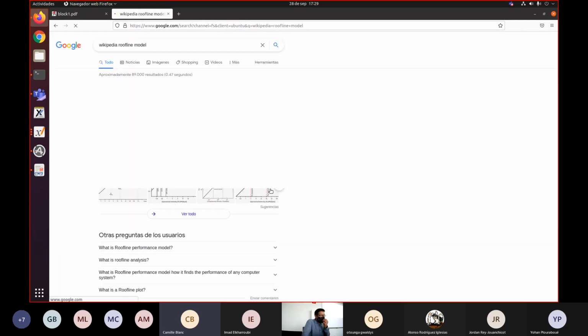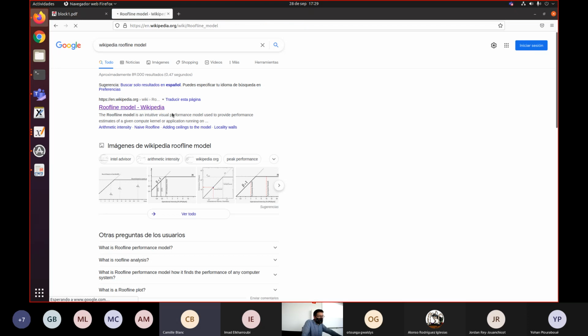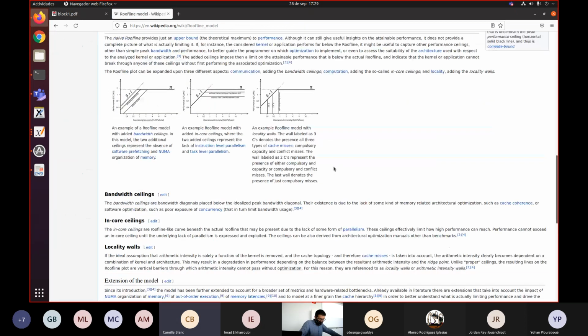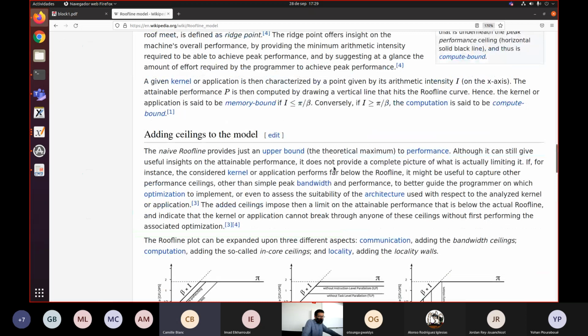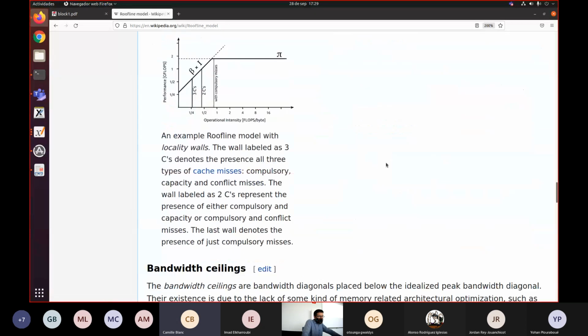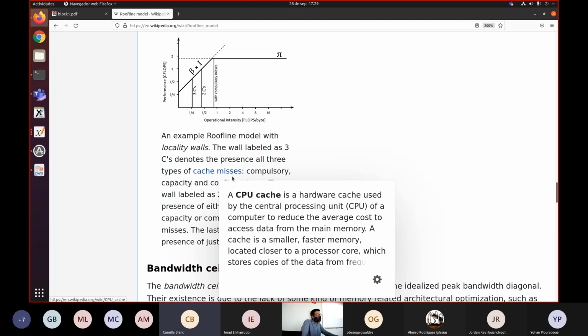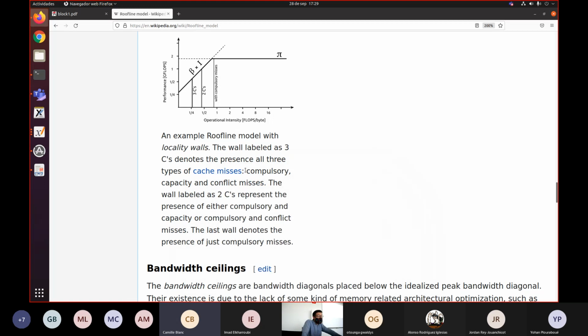The roofline model page in Wikipedia is quite good, and you can find here these 3 scenarios. As you can see here, this left line means that we have the 3 typical types of cache misses in a computer: compulsory misses, capacity misses, and conflict misses. But I don't know if you're familiar with this. This is related with how a cache works. You know this kind of stuff? Okay.